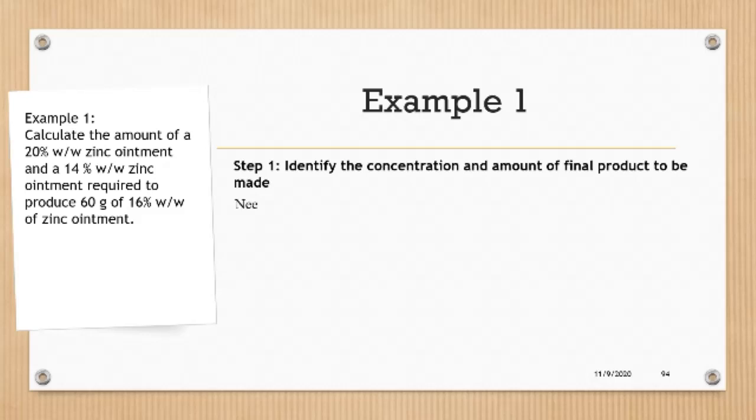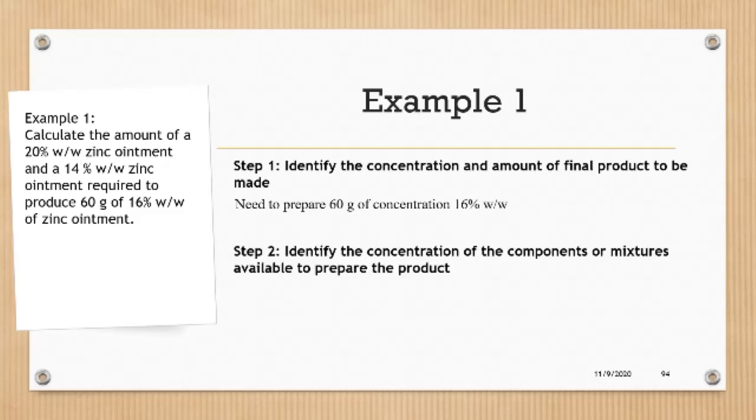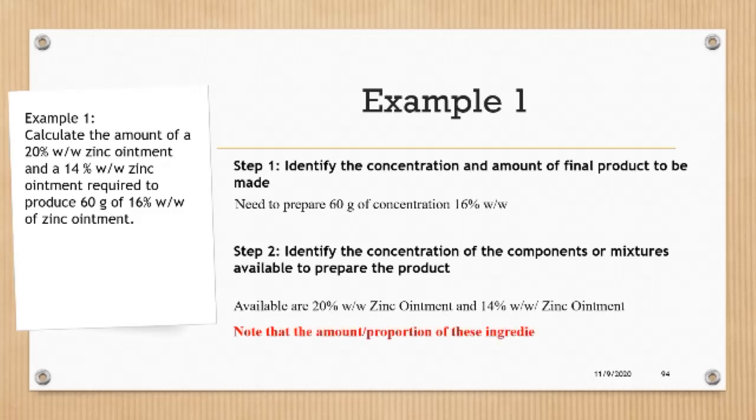We have identified that, and that is we need 60 grams of a zinc ointment of concentration 16%. The next step is to identify the concentration of the components or mixtures that are available to prepare the product. We have identified that there are two mixtures. One is a 20% ointment and the other is a 14% ointment. Therefore, we are going to have to determine what amount of the 20% ointment and what amount of the 14% ointment I need to mix together in order for me to get my 16% ointment of a quantity of 60 grams.